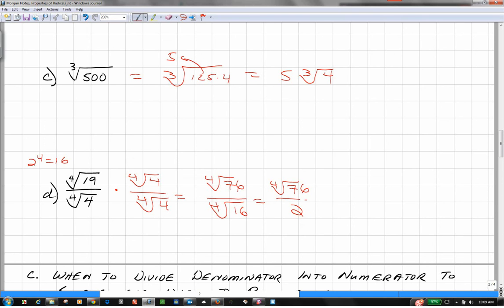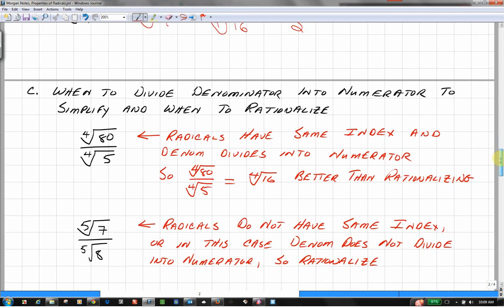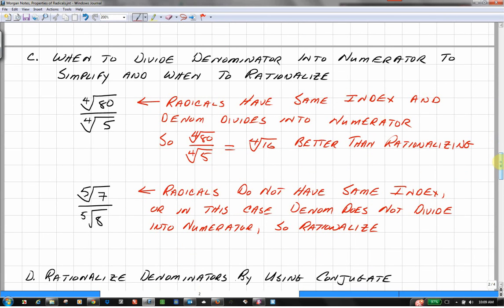And I'm just going to blow right through this. I already mentioned it. What I said is, how do you know when you should divide and when you should rationalize? Well, I mentioned before, they both have to have the same index. But if the denominator can divide evenly into the numerator, by dividing the denominator into the numerator underneath one radical, well, I've got rid of the denominator. I don't have to rationalize it. And if I can't, well, then I'm going to have to rationalize the denominator. So that's kind of how you decide.